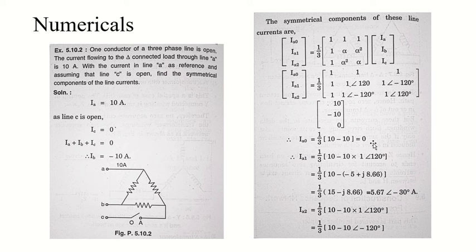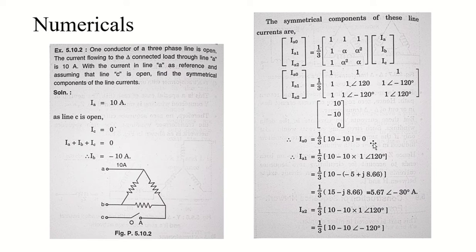Now for IA1, which is 1/3 of (1 into IA plus alpha into IB plus alpha square into IC). You know what the value of IA is: IA is 10 at angle 120. The value of IB is minus 10, so that's why we are having minus 10, and the value of alpha is 1 at angle 120, so we are simply multiplying that with this one.